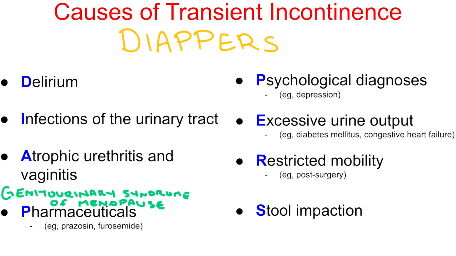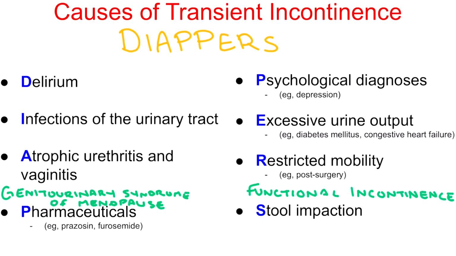Now, E is for excessive urine output. That can occur in a patient with diabetes mellitus because of that osmotic diuresis, or it could even happen in a patient with congestive heart failure. R is for restricted mobility, and that's common in post-surgical patients. They just can't move or can't get out. And this would fall under the umbrella of functional incontinence.